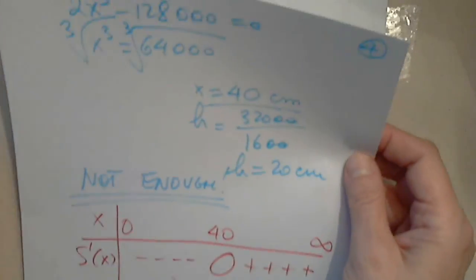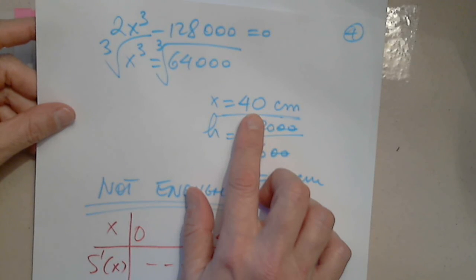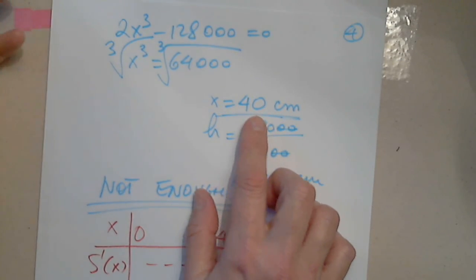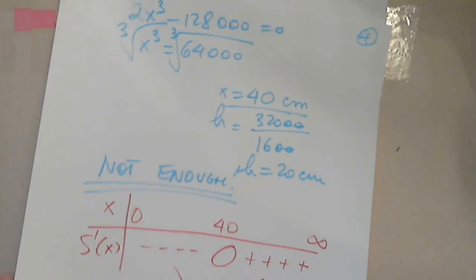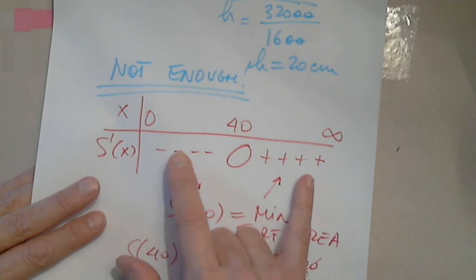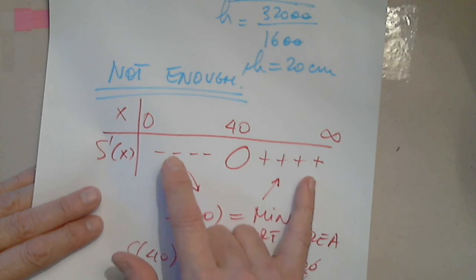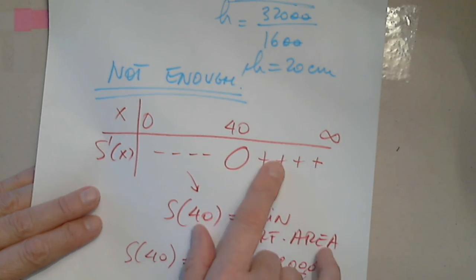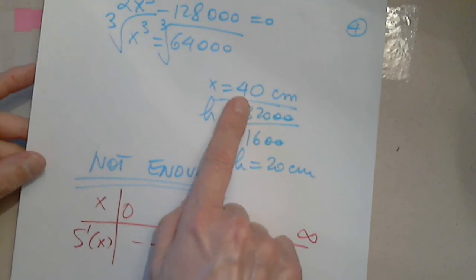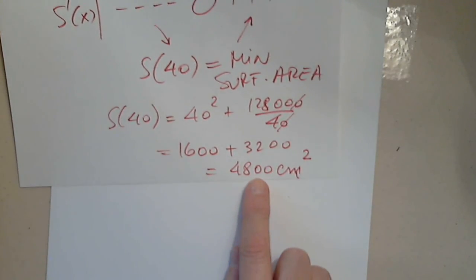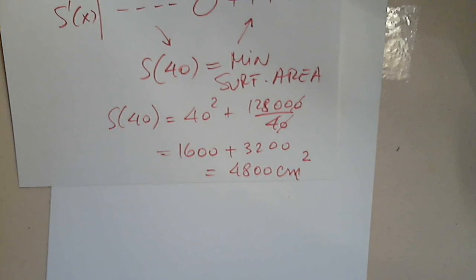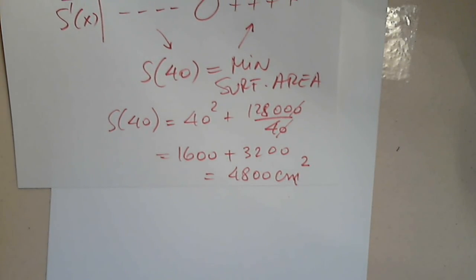We determined x, which is a critical number, but there is no guarantee that this critical number means anything. But after we study the sign of the derivative, seeing that it changes sign at 40 from negative to positive, then we know for sure that this gives the minimum surface area, which turns out to be 4,800 square centimeters.